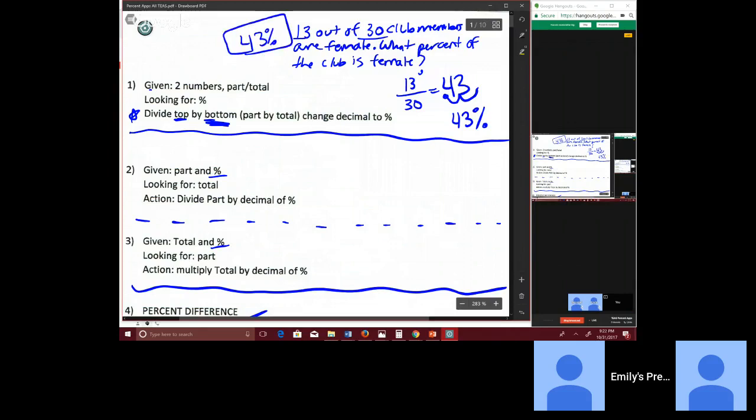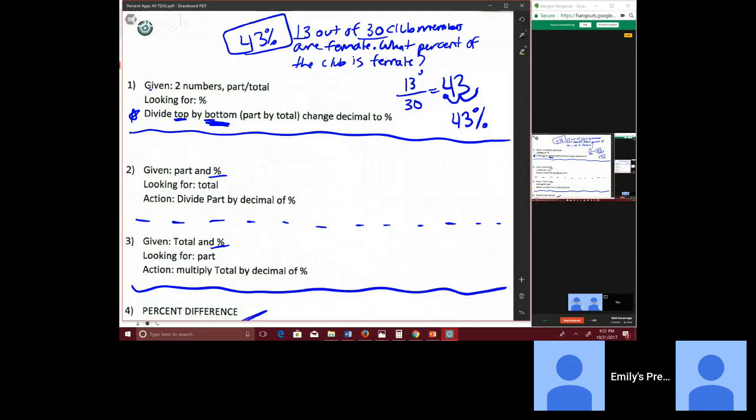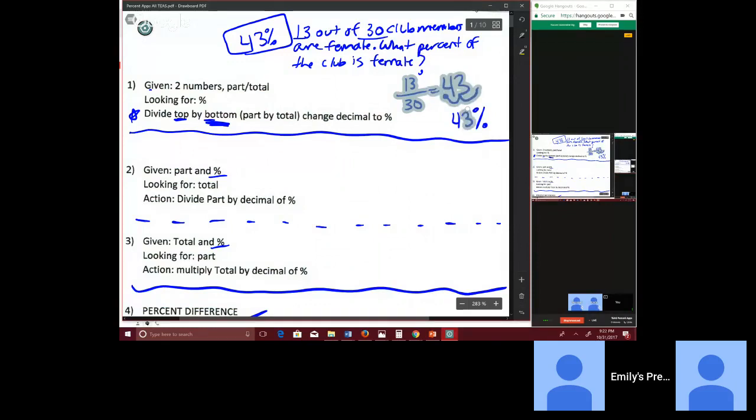are female. So since 1s are very easy to recognize, you have to watch out for tricks in another arena on these. They're not going to trick you with the problem because the problem's pretty simple. Where they're going to trick you is they're going to say something like 13 out of 30 club members are female. What percent of the club is male? And they're going to give you a different question than the piece of info they gave you.